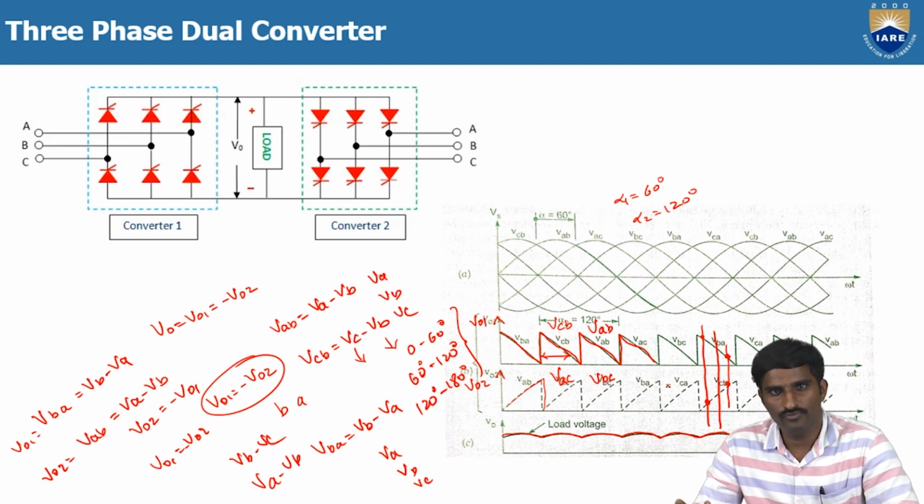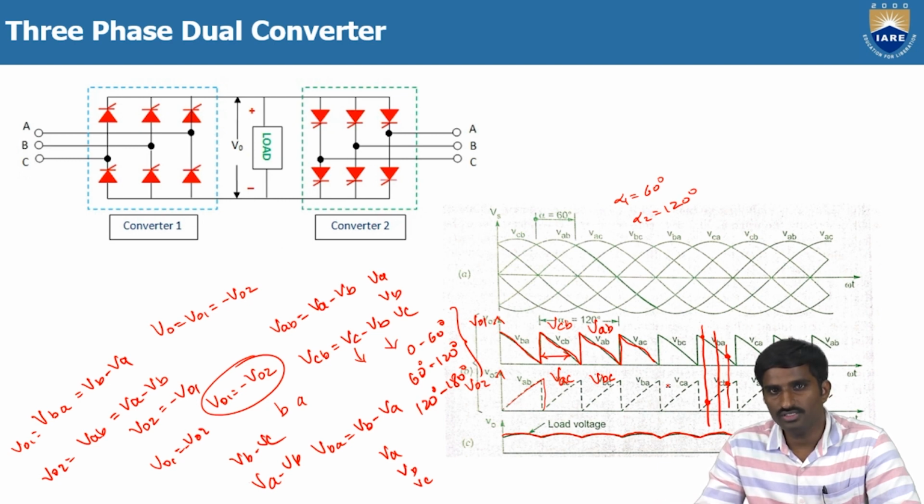And there are two different operating modes of the dual converter. Before that, the main advantage of the dual converter is that we can operate it in the 4-quadrant mode, either in the first quadrant, second quadrant, third quadrant or fourth quadrant. Based on our requirement, the dual converter can be shifted from first to second, second to third, or third to fourth by changing the firing angle. And for the converters, there are two different types of operating modes. One is the non-circulating current mode, and the other is the circulating current mode.